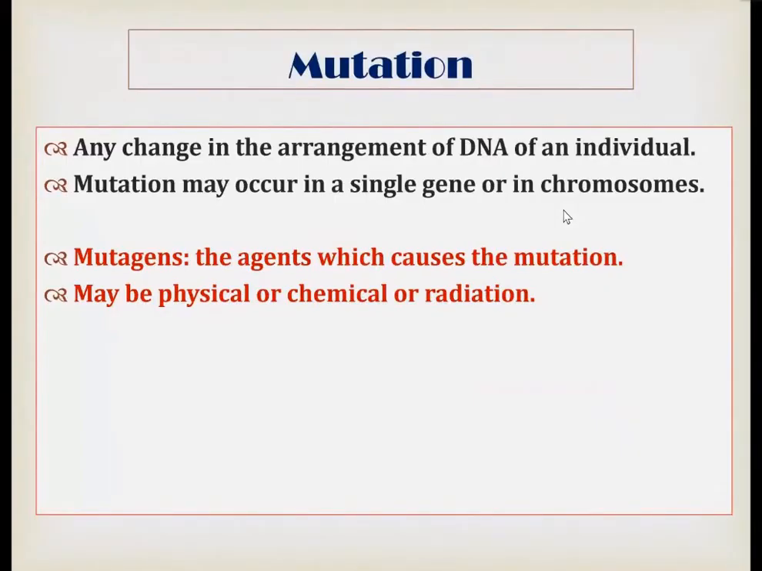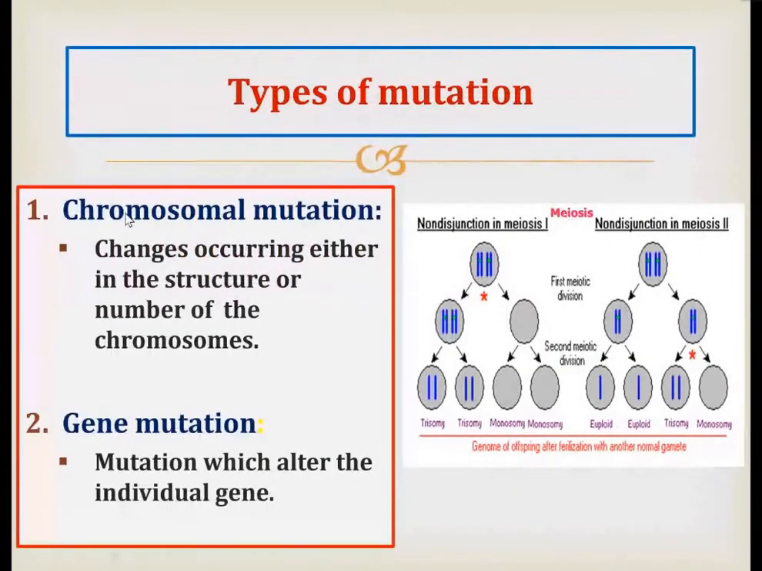I'll give some information about the mutation. The shortcut one: mutation may occur in a single gene or in a chromosome. So whether the mutation has occurred in a gene or in a chromosome, on that basis it is divided into genetic mutation, gene mutation, and chromosome mutation. Okay? The agent is known as a mutagen, and it may be physical, chemical, or radiation. Now you just see there are two types: chromosomal mutation and gene mutation.